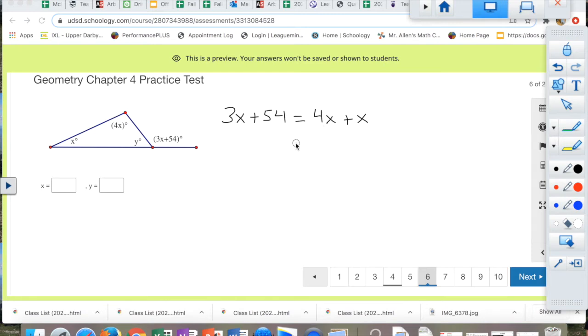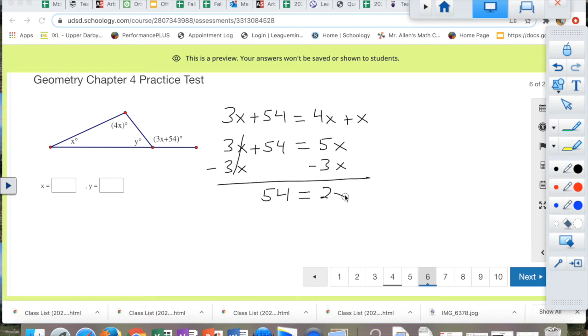These are like terms, so I'm going to combine my like terms before I do anything else. I'm going to bring down the left side of the equation. Since solving my equation, I want to move my 3x over here since this is the only variable on the right side. So I subtract 3x from both sides. They cancel out now. I bring down my 54. 5x minus 3x is 2x. Divide by 2, divide by 2. 27 equals x.